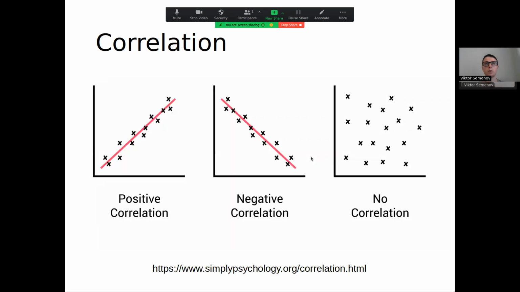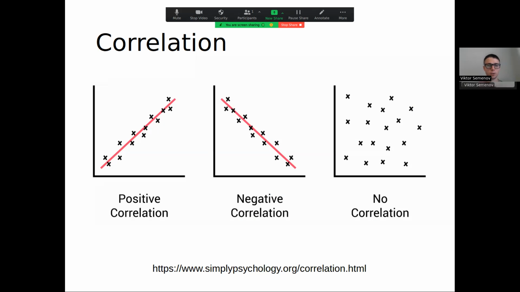So let's begin with the tip of the iceberg. What is the correlation coefficient? How do we see it? How do we interpret it? So correlation is the term which describes the strength, it is very important, the strength of the relation between two variables.